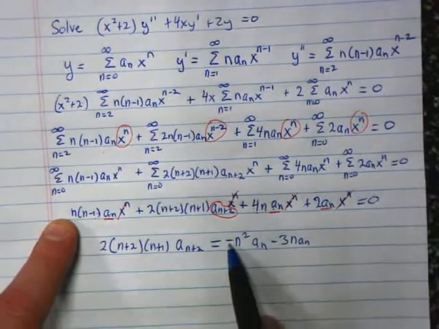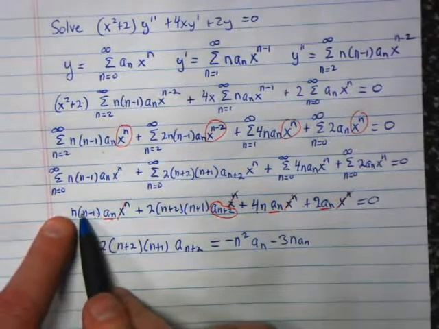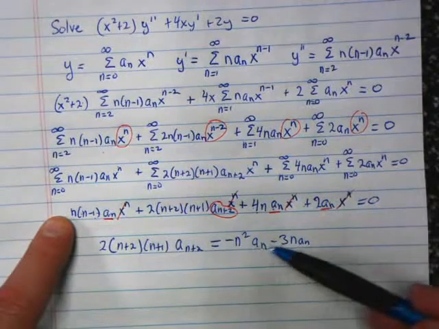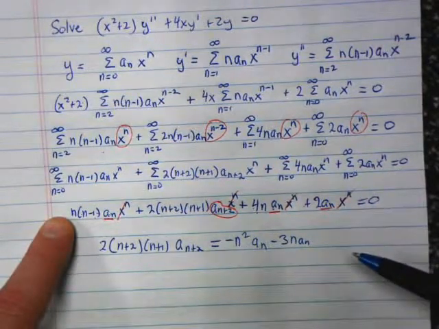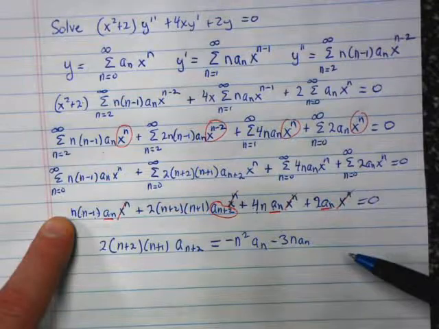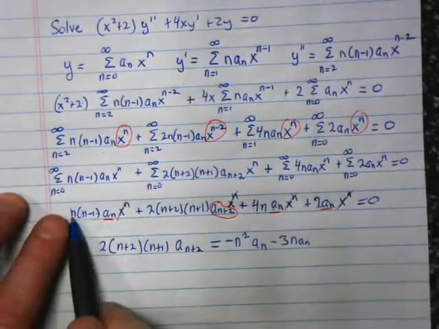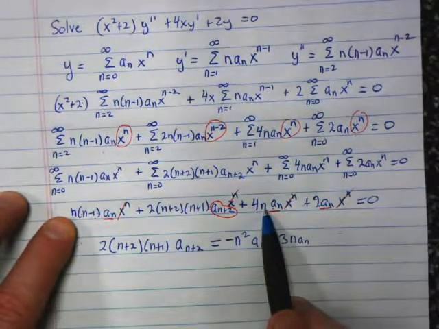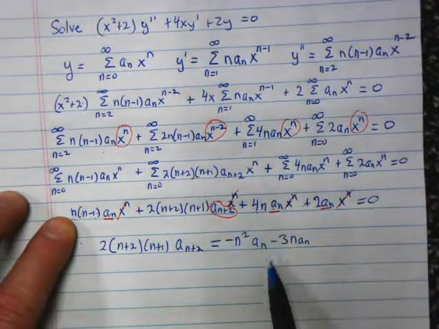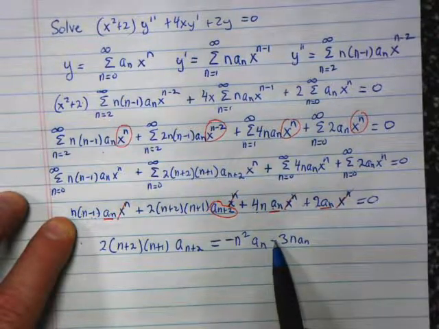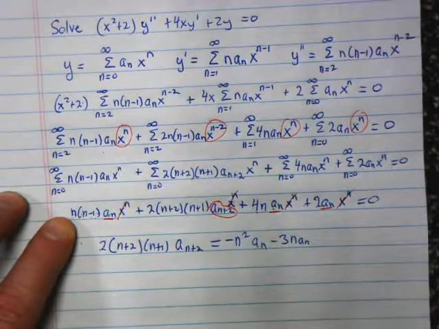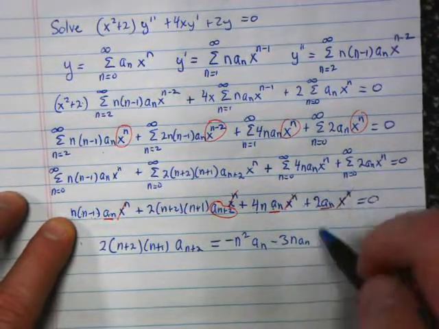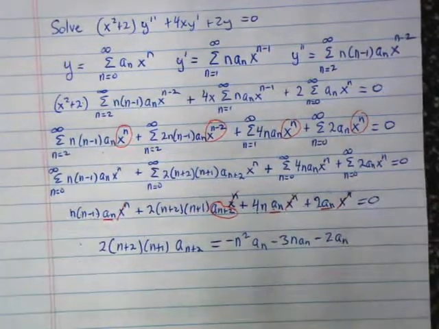And this first one should have been negative, shouldn't it? Because I take n times n, that's n squared, but then I have to move it to the other side, so that one's a negative n squared a sub n. The minus n, I combined with the 4n, and that gave me a 3n, but then I moved it to the other side, so it became a negative 3n. And then the last thing left is this one right here, the 2, so that's a minus 2 a sub n.